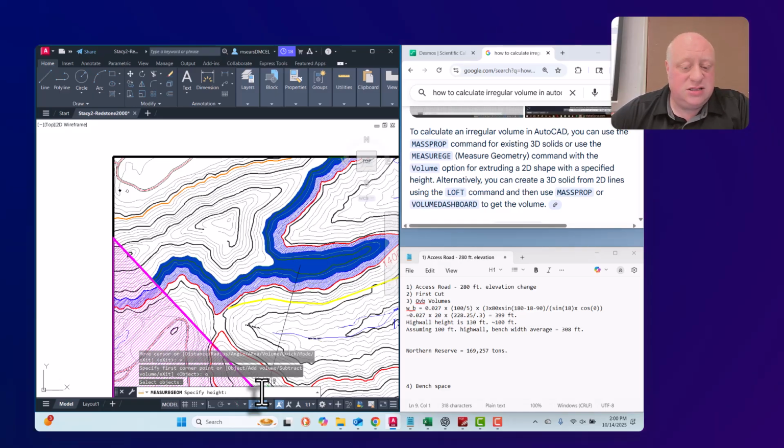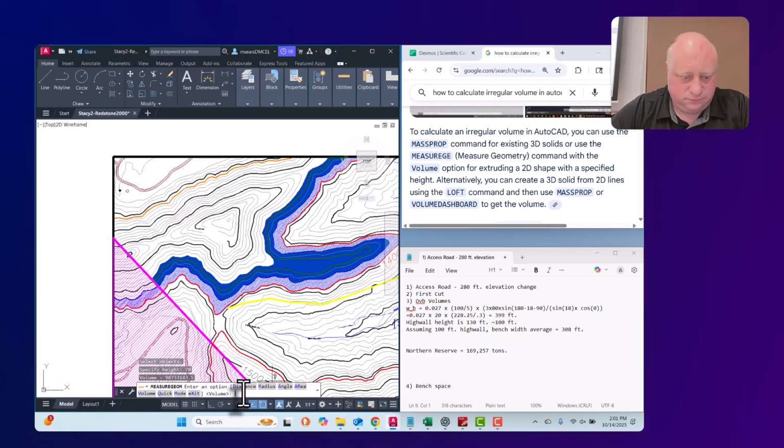So let's multiply that by the average, which is 70 feet, right? 40 feet minimum here and 100 here. So the average is 70. And that gives us a volume of nearly 99 million cubic feet, right?